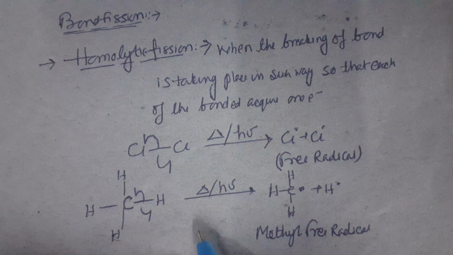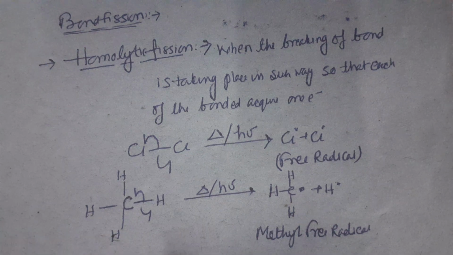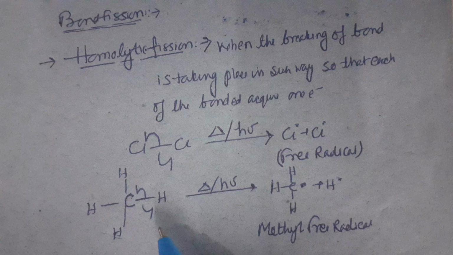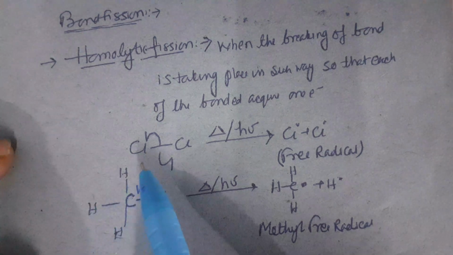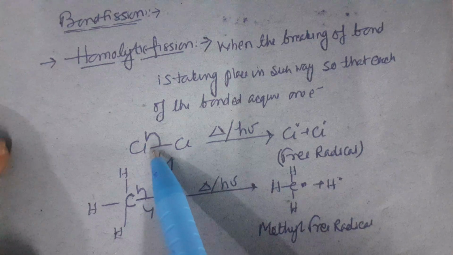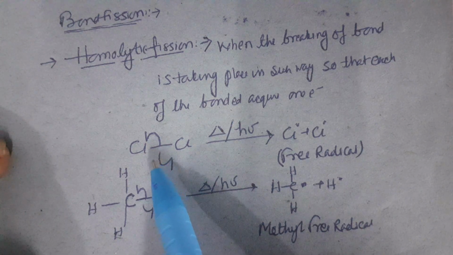So homolytic bond fusion can be summarized as: when the breaking of bond takes place in such a way so that each of the bonded atoms acquires a single electron, resulting in the formation of free radicals, it is said to be homolytic bond fusion. The word homo means identical and lytic means breaking, and this half arrow notation shows the migration of one electron.